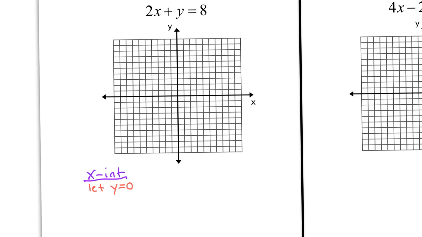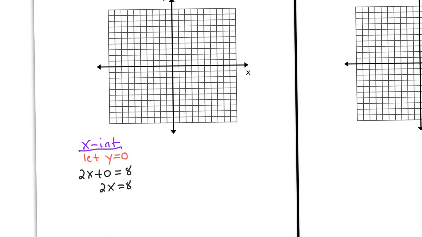Okay, so what that means, you are going to substitute a 0 into the y, and you're going to solve for x. So I'm going to substitute a 0 here. So I have 2x plus 0, so there's the y, equal to 8. Solve for x. I don't need that 0, so I have 2x equals 8. And when you guys divide by 2, x equals 4. So that's my x-intercept.